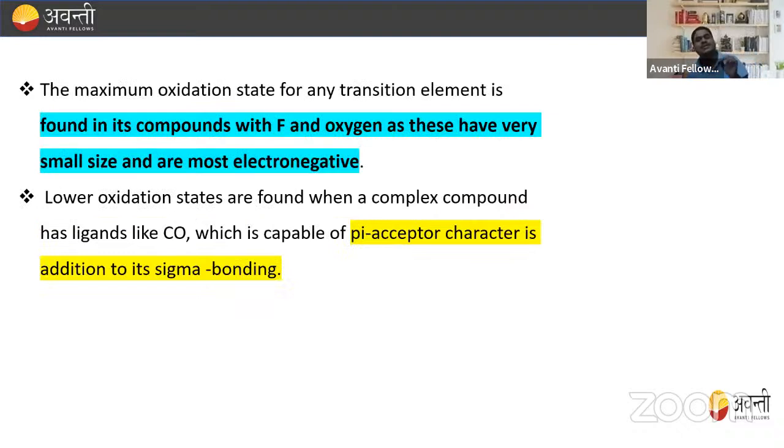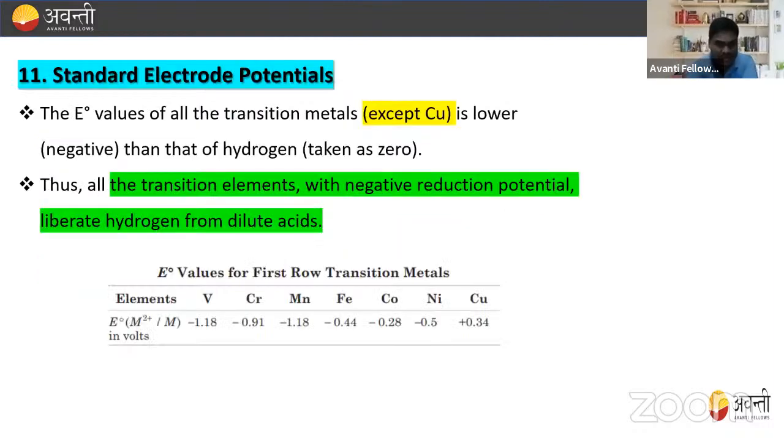The maximum oxidation state for any transition element is found in its compound with fluorine and oxygen, as they have a very small size and they are most electronegative. Lower oxidation states are found in complex compounds that have a ligand like carbon monoxide, which is capable of pi acceptor character in addition to its sigma bonding. Right, so this is all about the oxidation state.